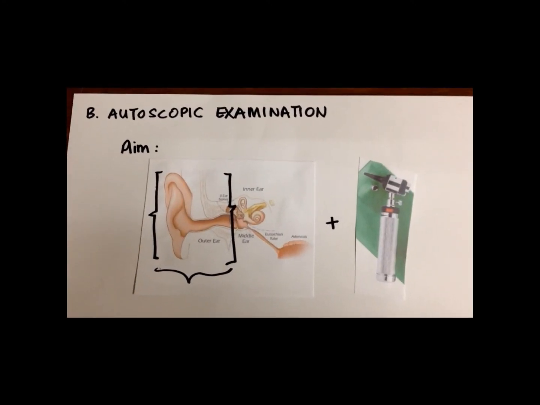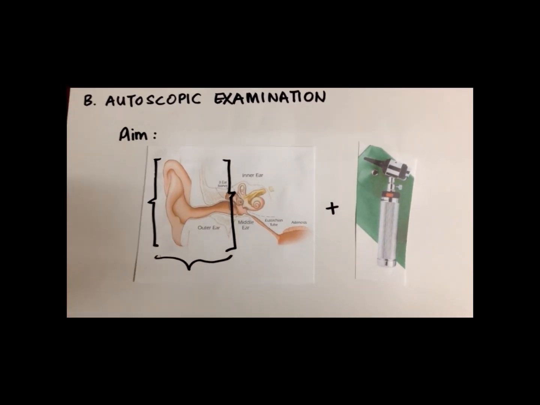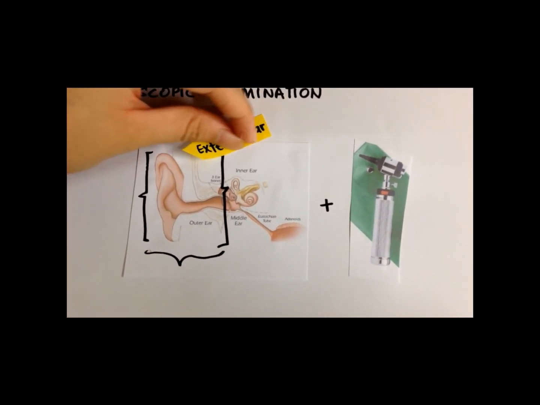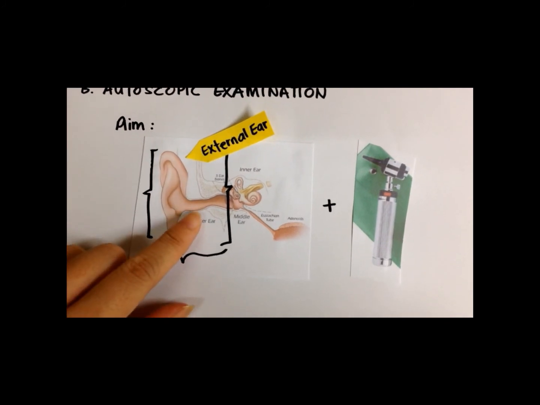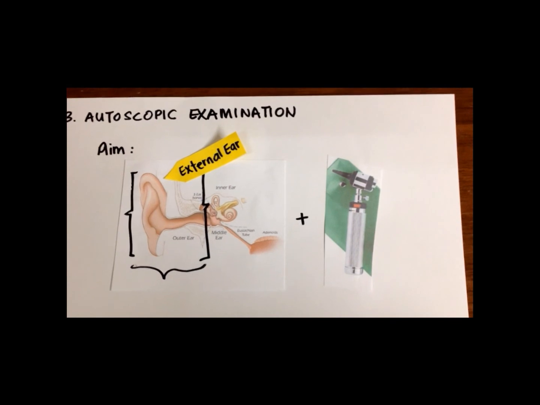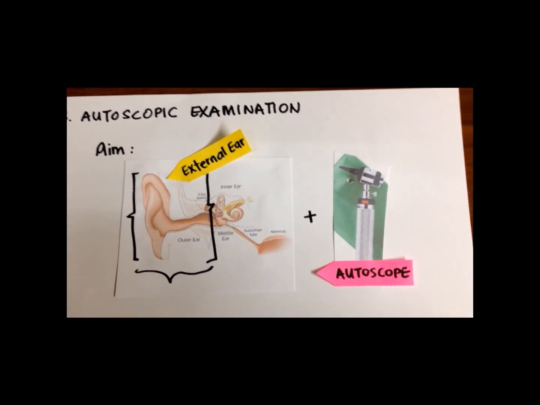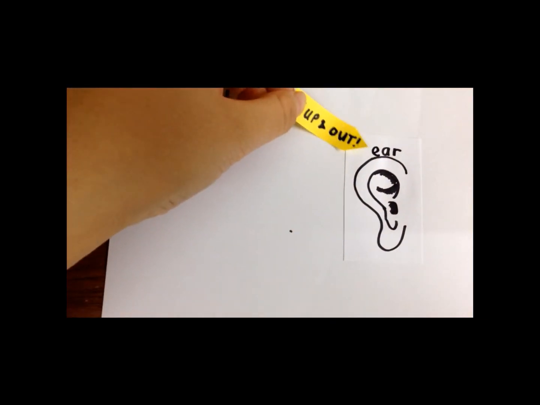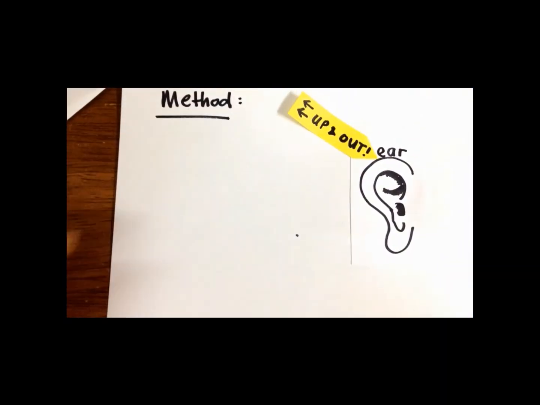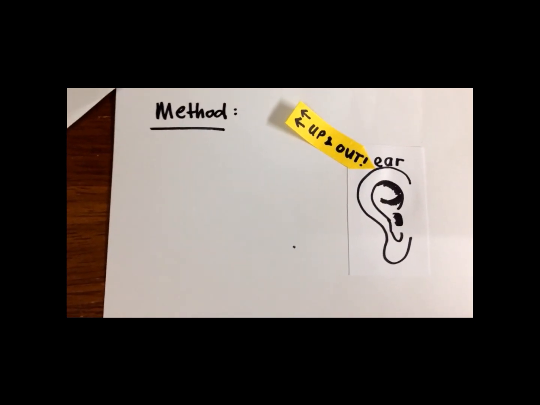This part of the experiment is about the otoscopic examination. The aim of the experiment is to visually examine the external ear, which includes the external auditory canal and the tympanic membrane, using an otoscope. The ear of the subject was pulled up and out to straighten the S shape of the ear. This will ease the examination of the tympanic membrane.